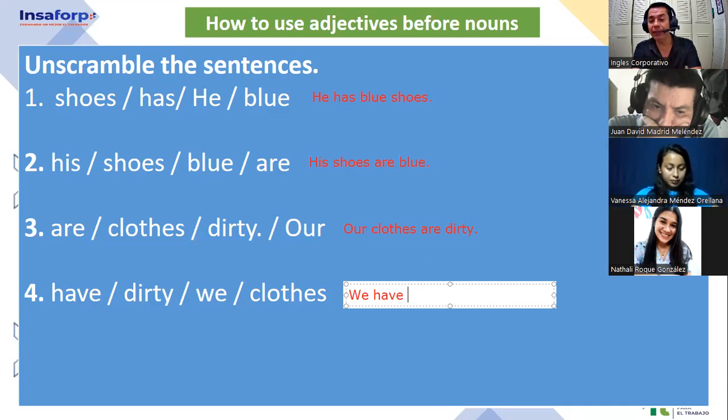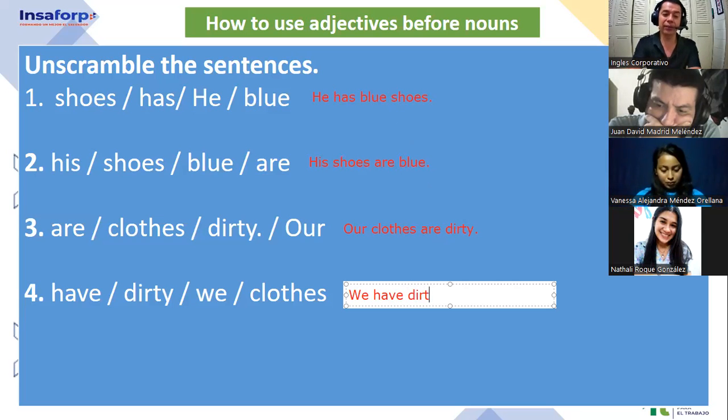First the adjective and then the noun, right, Natalie? So we have dirty. Clothes. Dirty clothes or clothes dirty? Look at the example. Blue shoes. Blue shoes. Adjective, noun, right? So here, the same. What is the adjective?